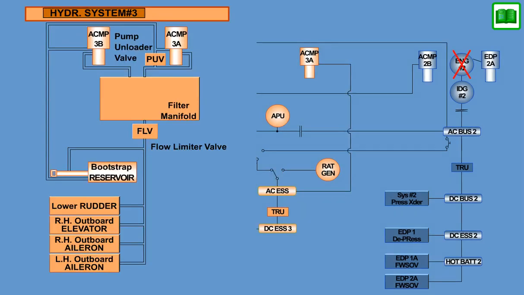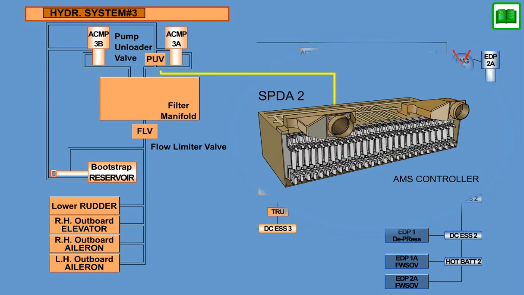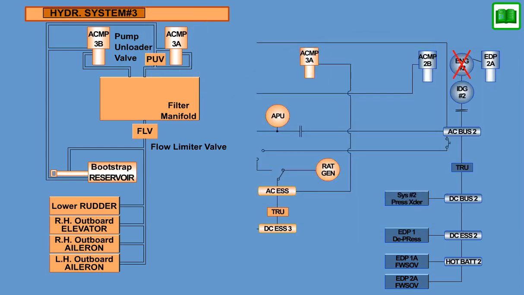At ram air turbine deployment, SPDA-2 commands the pump unloader valve to open, which reduces the fluid flow through ACMP-3A during pump startup. At the same time, the flow limiter valve is energized, which reduces the fluid flow to the users to 1.75 to 2 gallons per minute. This allows the ram air turbine to spin up faster to its operational speed.